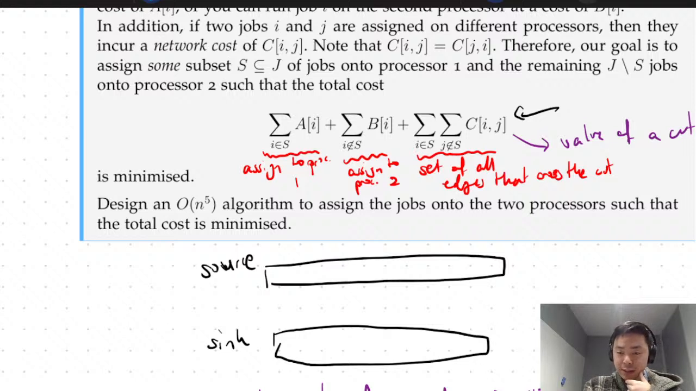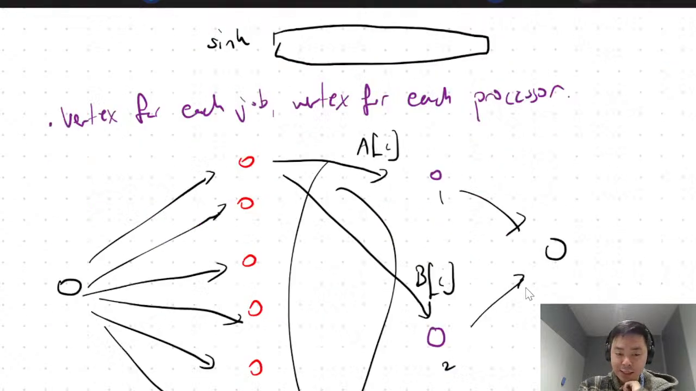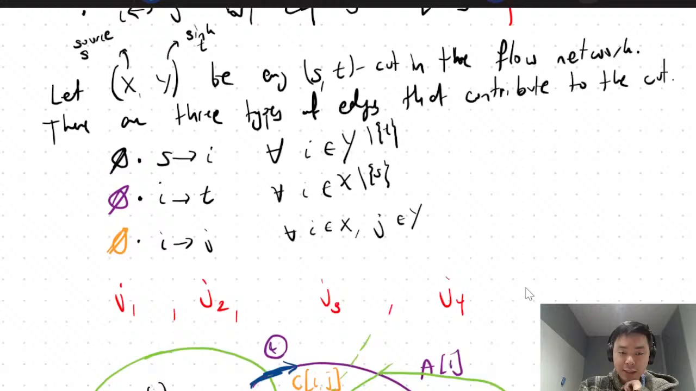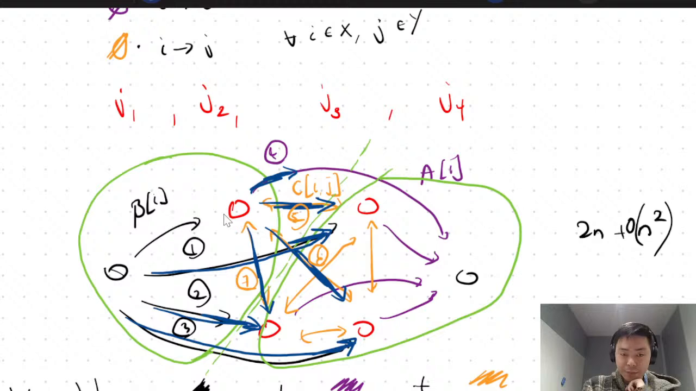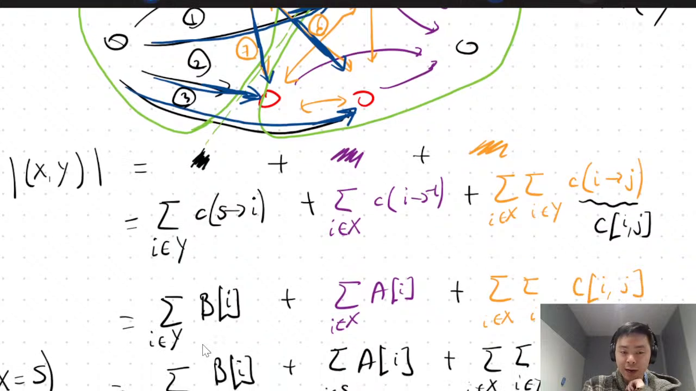So there really wasn't a need to do that, but I think if we wanted to make processor one the source side and processor two the sink side, then in order to get this kind of cost, we needed to swap the capacities. And you can see this in the analysis, right? So when you do the analysis here, S to I corresponds to the source side. So you have B of I, but you're summing up B of I over all of the jobs on the sink side.